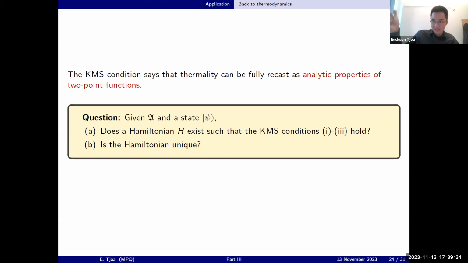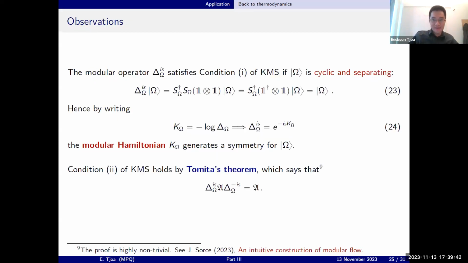does that H exist, right? Because I need to give you the H to construct a KMS condition, and is the Hamiltonian unique? And the answer is that it's going to work if the state is cyclic and separating.